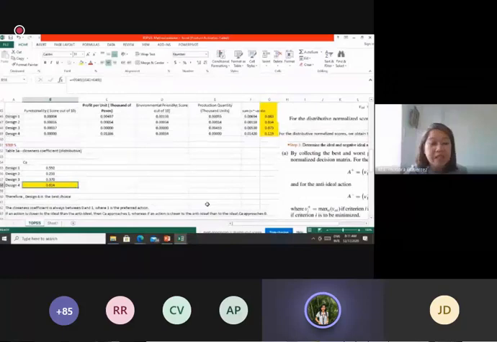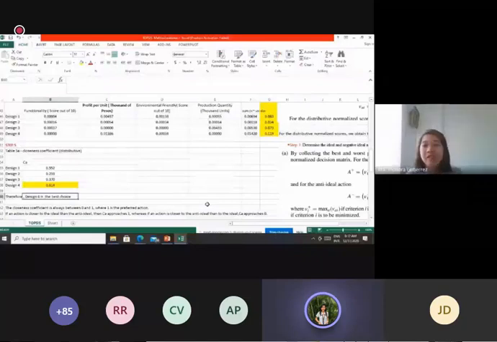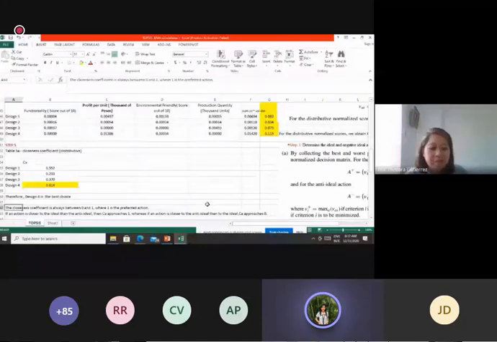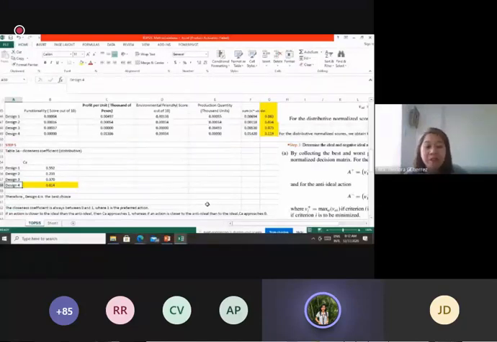And this is our choice. The best choice for this manufacturing design is design 4. Because we see that if the coefficient is closer to 1, that's the preferred alternative. So this is the highest closeness coefficient. So we choose design 4.